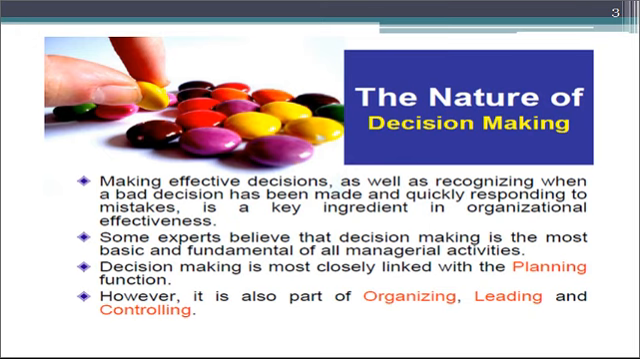However, it is also part of organizing, leading and controlling, because in these levels, organizing, leading and controlling, the plans are actually going to be worked out. So while implementing the planning, where a decision was already made, the runtime decisions also need to be taken. So decision is also part of organizing, leading and controlling.